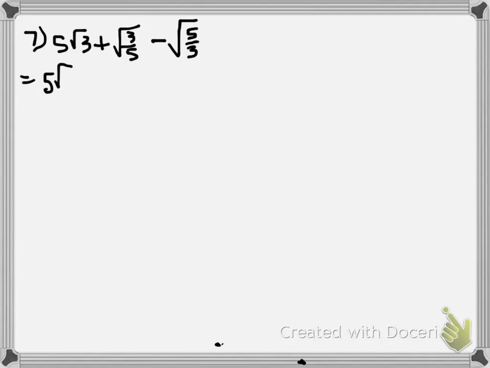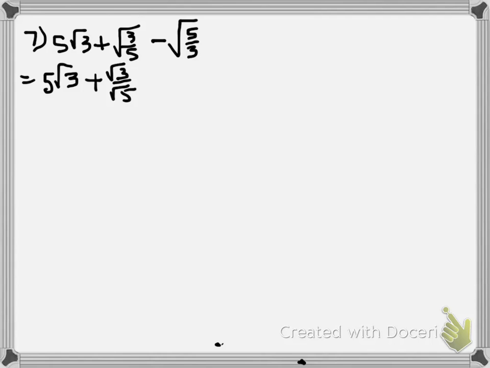Number 7. We've got 5 radical 3 plus 3 radical 3/5 minus radical 5/3. Alright, so not much we can do with the 5 radical 3 right now. But we're going to look at this as radical 3 over radical 5.